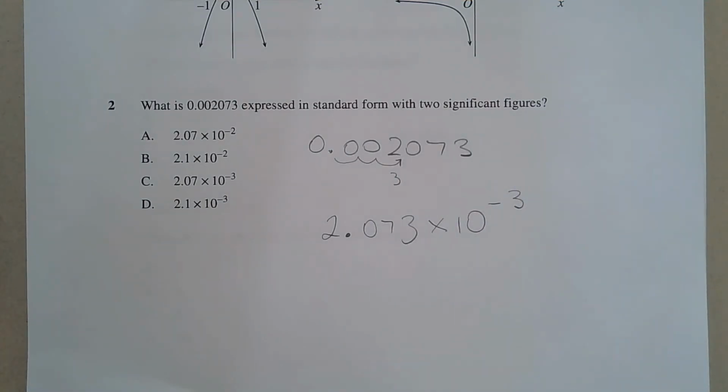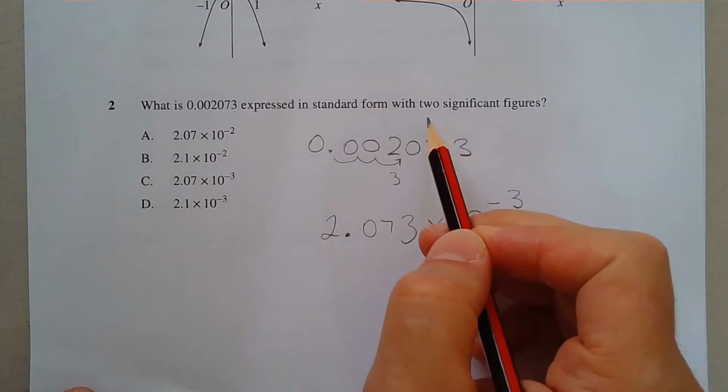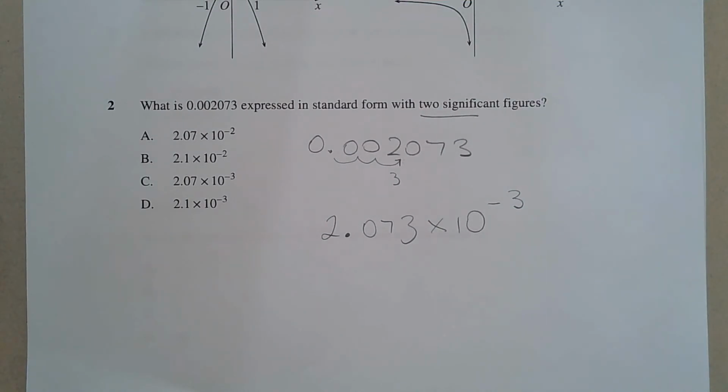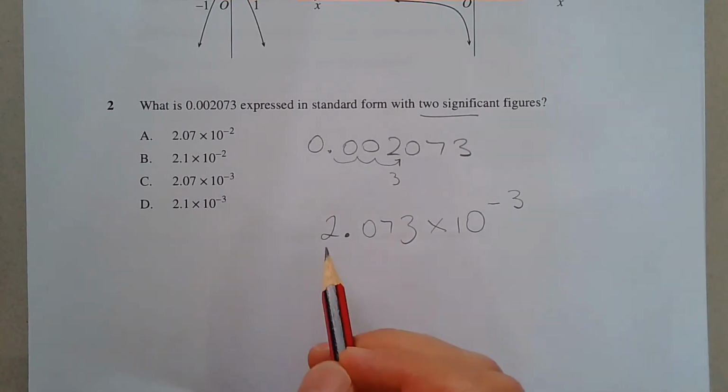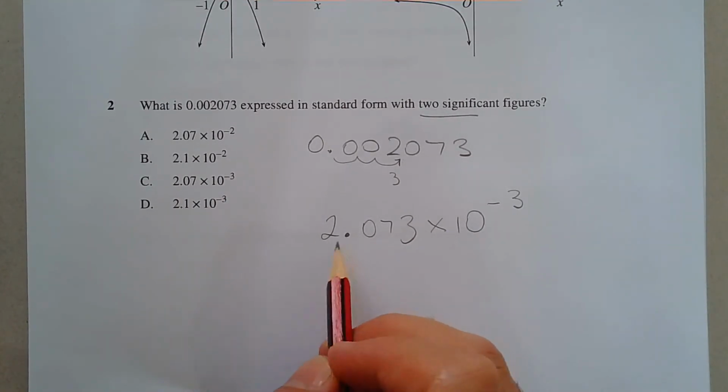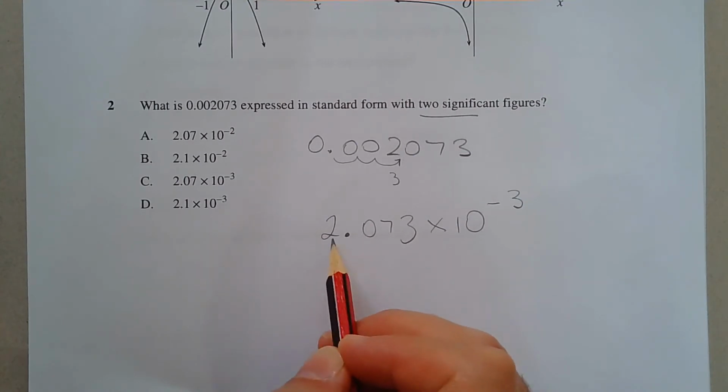Now, we haven't quite answered the question. We still need two significant figures. So now we need to round our number in scientific notation. Two significant figures means starting from the first non-zero digit, which obviously here is the 2. So it's going to be 2.0 or 2.1.